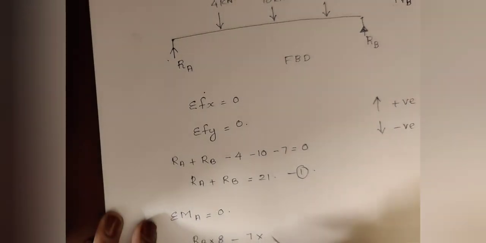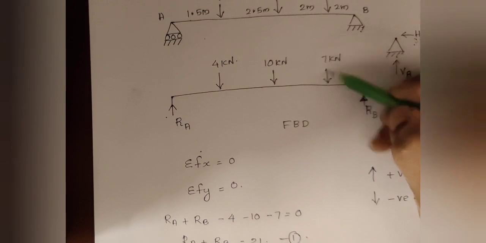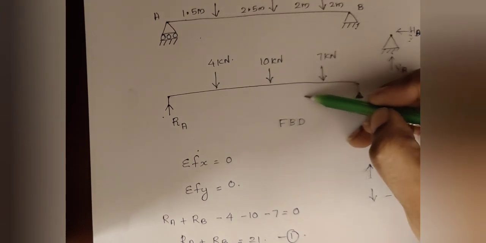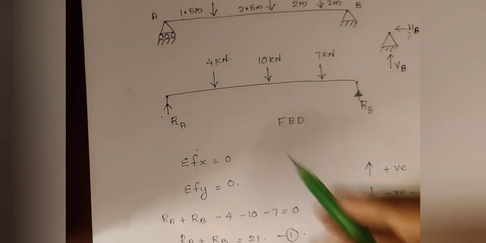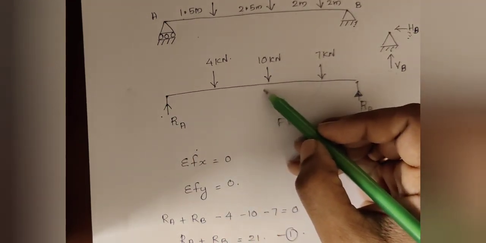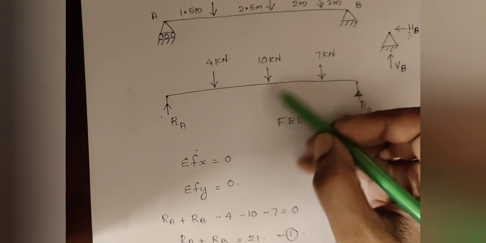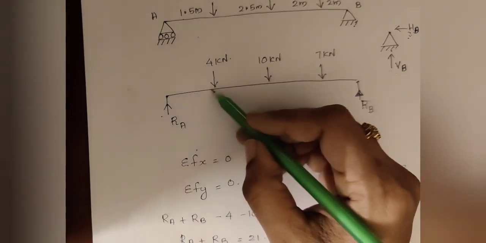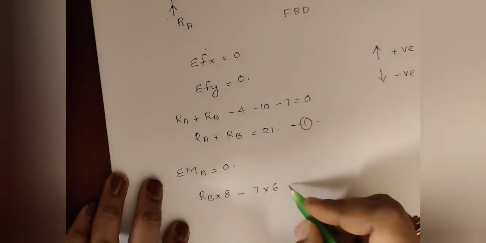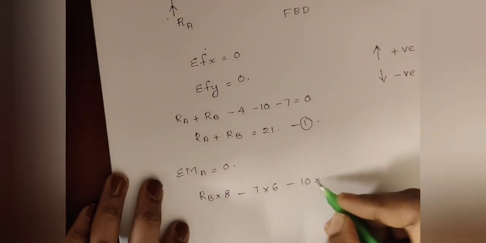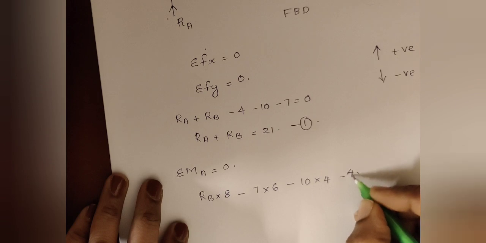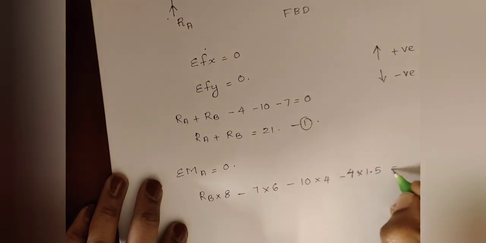So that is equal to 7 into 6. You have to multiply with this distance. So 7 into 6, that is a clockwise moment. Then 10 into this distance, that is equal to 4. 10 into 4, that is also clockwise. Then 4 into this perpendicular distance, 4 into 1.5, that is also clockwise, negative value. So minus 7 into 6, minus 10 into 4, minus 4 into 1.5 is equal to 0.